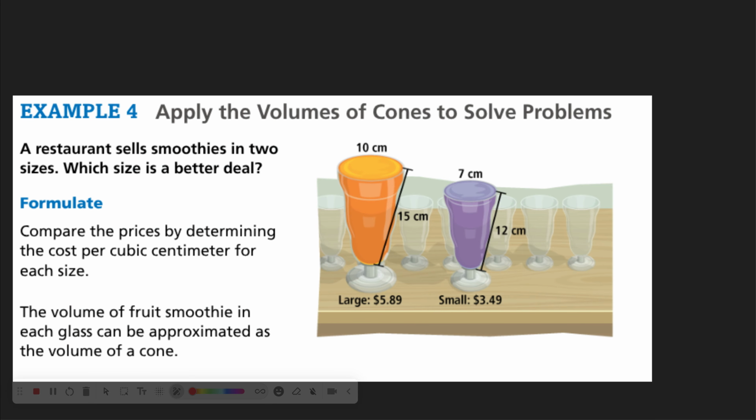We've got to find the volume of each of these. In order to find the volume, we're going to need the height. So we're going to have to use Pythagorean theorem for that. Half of the diameter is the radius, so that's 5. So this height is going to be the square root of 15 squared minus 10 squared.